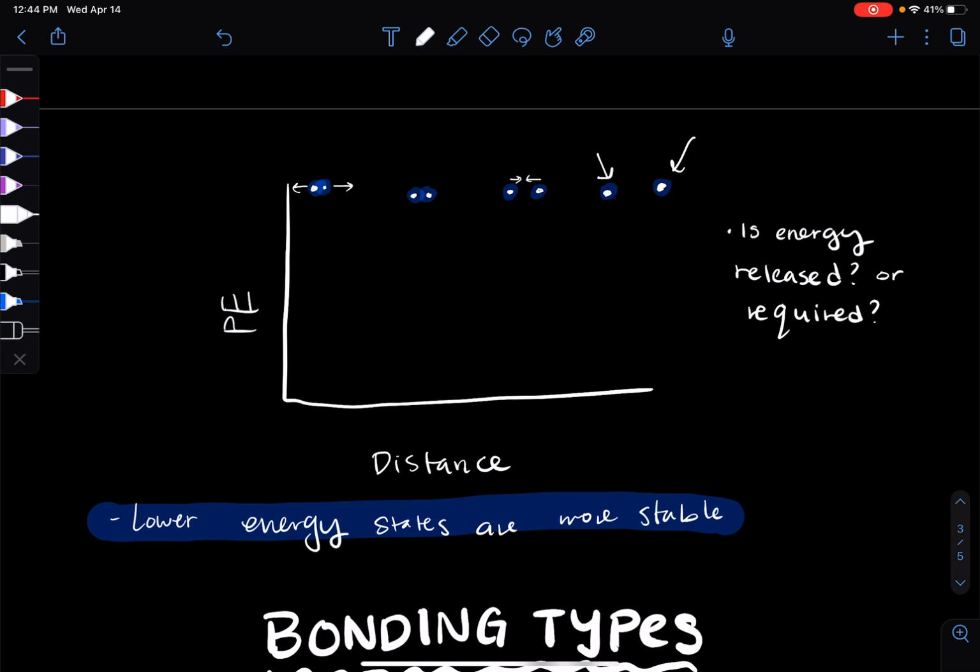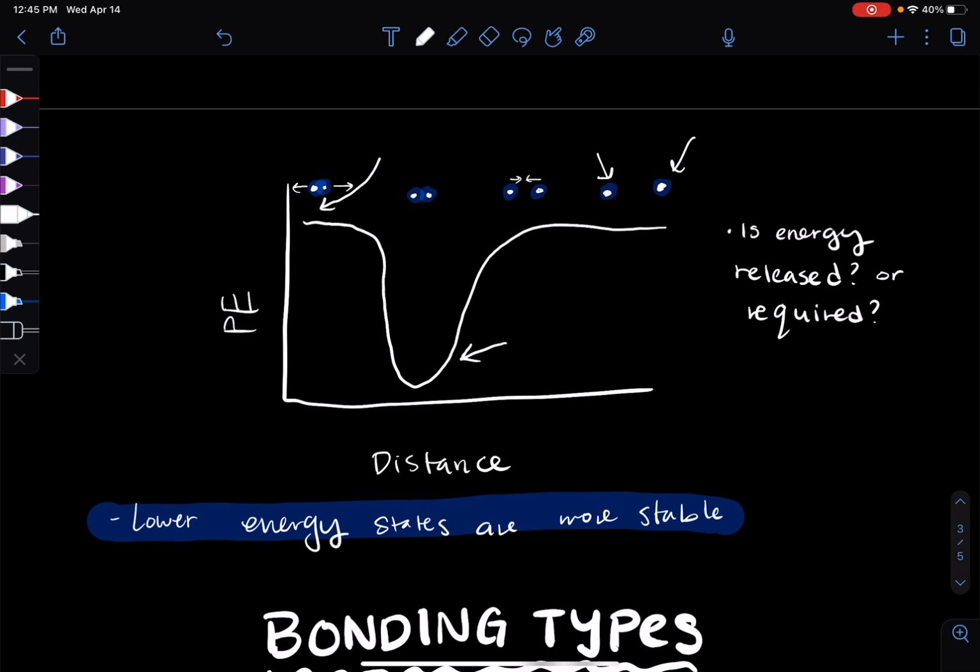Okay, so here there's going to be a lot of potential energy, but they're going to be far apart. As they come closer, we're going to get to a point where there is a lower energy state when they're closer together. Okay, and that is going to be more favorable. To repeat, lower energy states are more stable. So the only thing to note is they can't get too close right there, or else the two nuclei are going to repel each other.